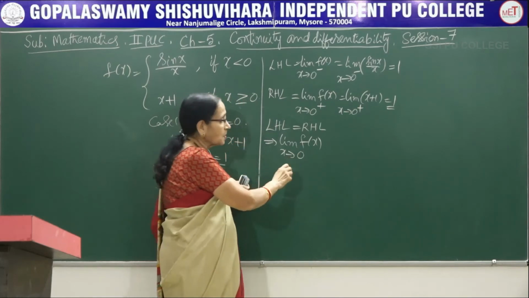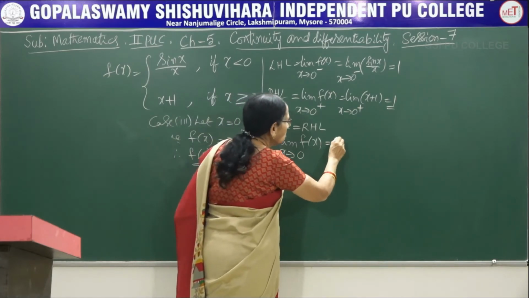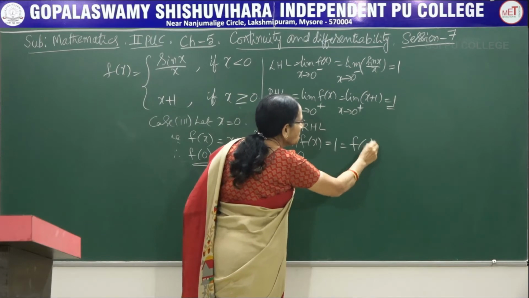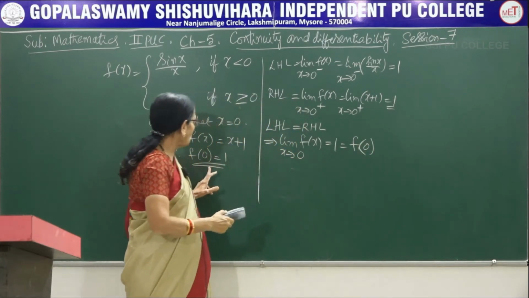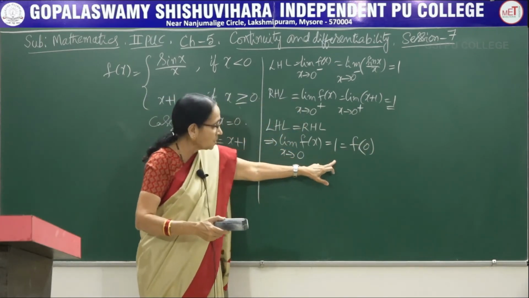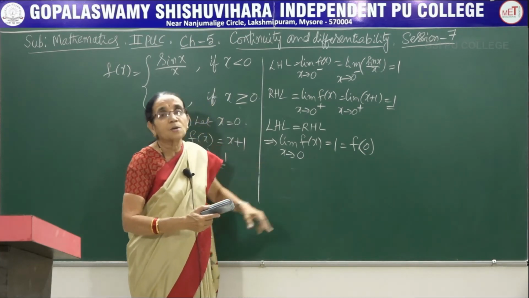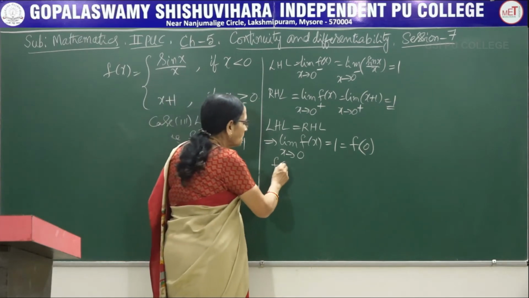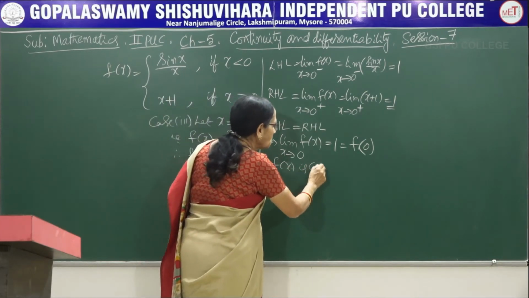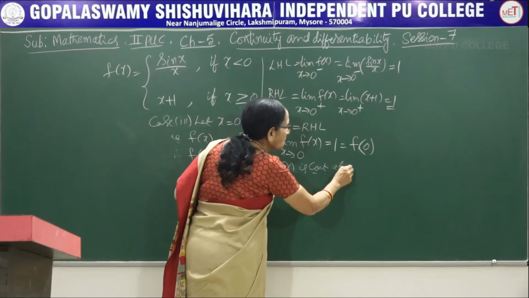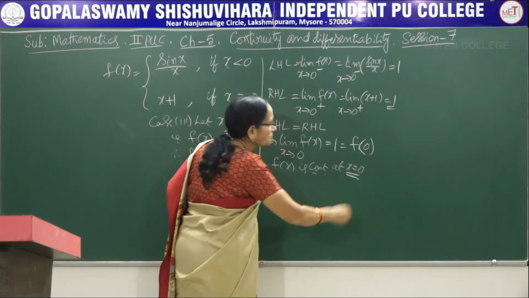You need not write plus or minus here. That is equal to 1. That is equal to f of 0. So the value of the function f(0) was 1. The limit of the function as x tends to 0 is also equal to 1. So what is our conclusion? The function f(x) is continuous at x equal to 0.